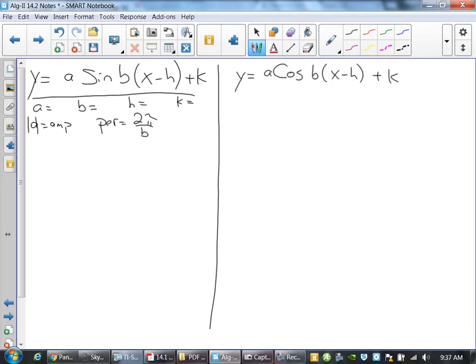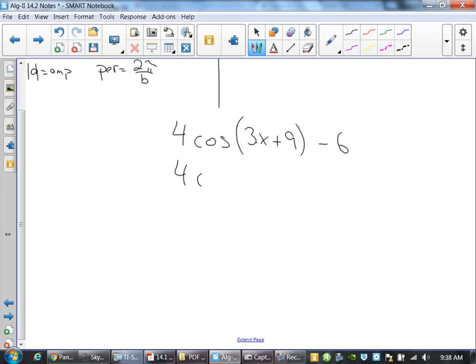A lot of times what they might do to you is they might sneak a B value in. For example, they might do something like this: 4 cosine of 3x plus 9 minus 6. They might sneak something in like that on you. So you'd have to take out the 3. That's usually the biggest concern that you'll see in this case. I probably should have put a pi in that just so you guys don't freak out too much. But that's kind of what it would look like. That's the biggest quick catch-all that they will do to you.